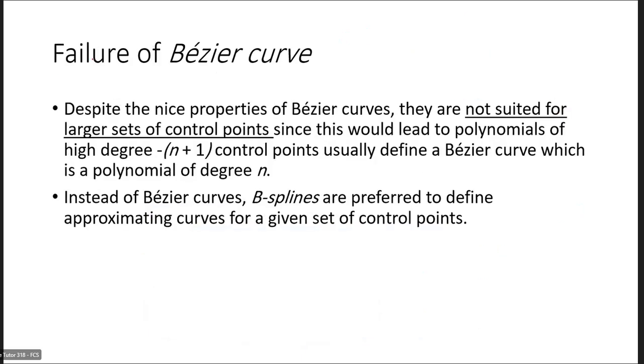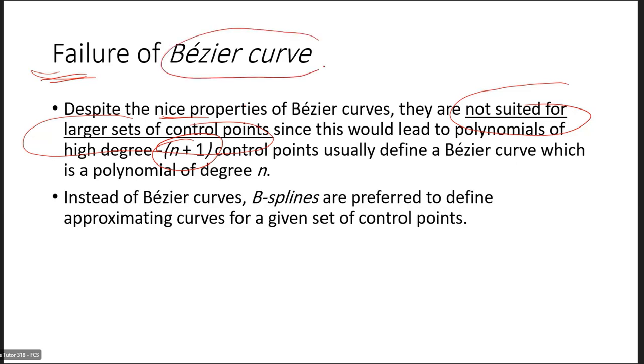Okay, so the failure of the Bezier curve. Despite the nice properties of the Bezier curve, they are not suited for a larger set of points. Because the number of points is n plus 1, if you have 20 points, that means the order will be very large. So what is the solution here? The solution is to use Bezier curves, but for a small number of points. It is called a piecewise Bezier curve.